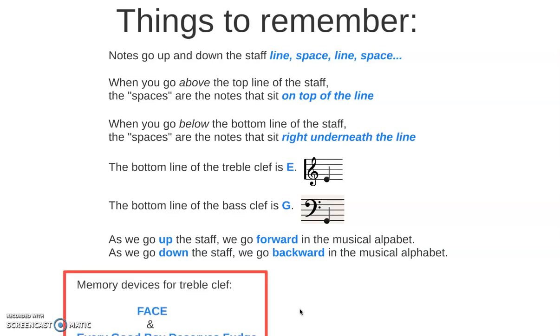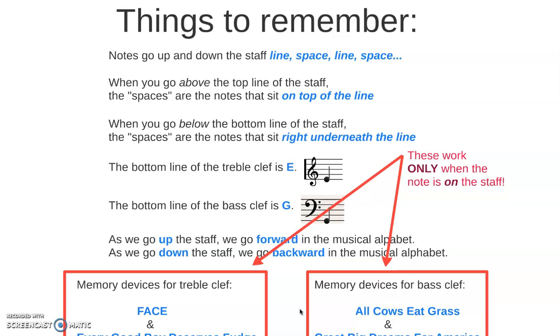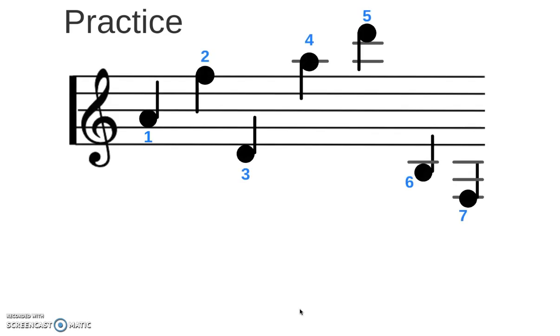Those are the memory devices for treble clef. Those are the memory devices for bass clef. And they only work when you're on the staff. Okay, we're going to practice. Here's some treble clef ones. Number 1. Oh, I will say, pause this presentation if you don't want me to give away the answers and skip to the end to check your work. Otherwise, I'm going to walk you through it here.